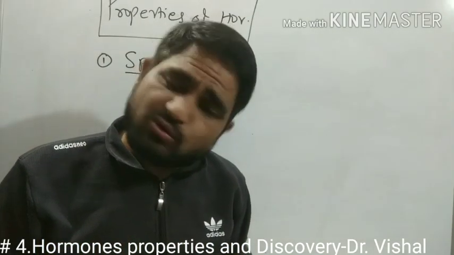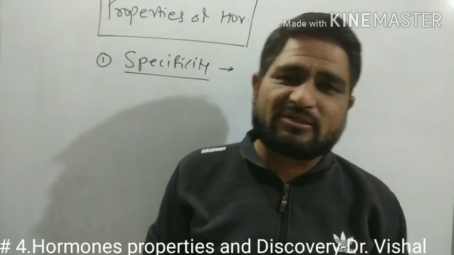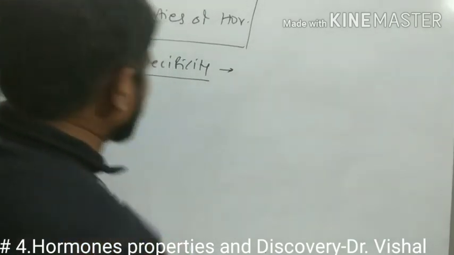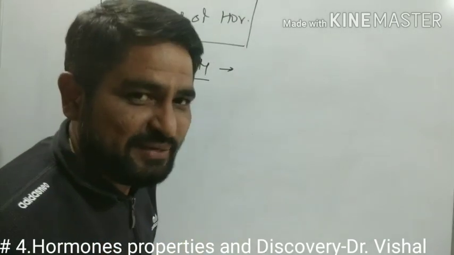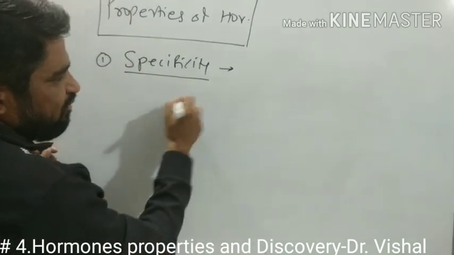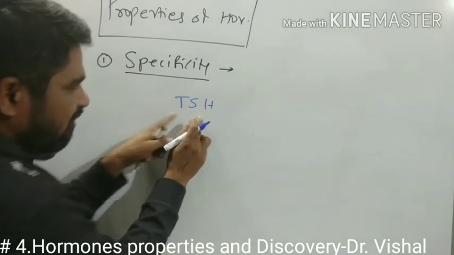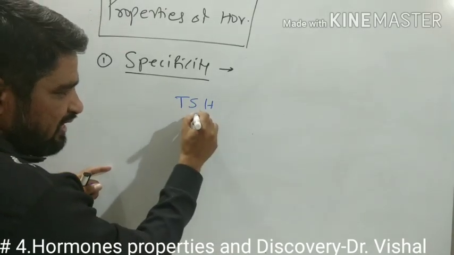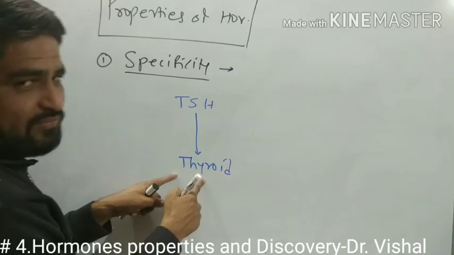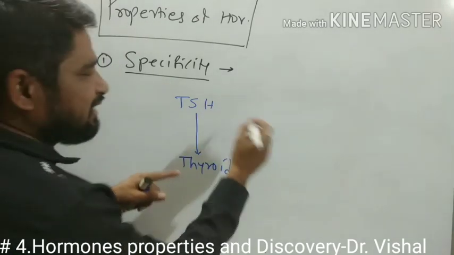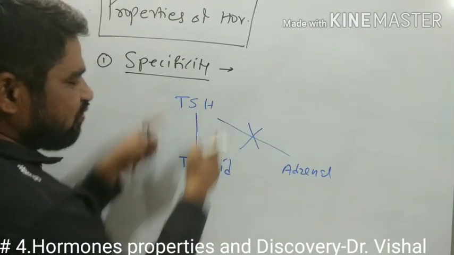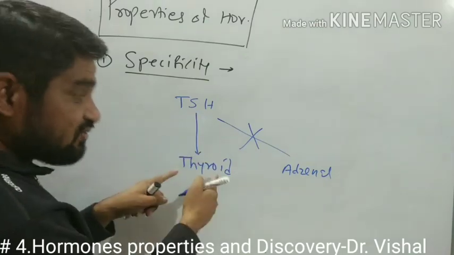What does it mean? You studied enzymes last year in biochemistry of the cell. You know that enzymes are specific in action. Very similarly, hormones are also specific in action. For example, take the hormone TSH, thyroid stimulating hormone. This TSH controls the activity of which gland? The thyroid gland only, not another gland. Suppose there is the adrenal; it will not act on the adrenal, it will only act on the thyroid gland. So this is called specificity.